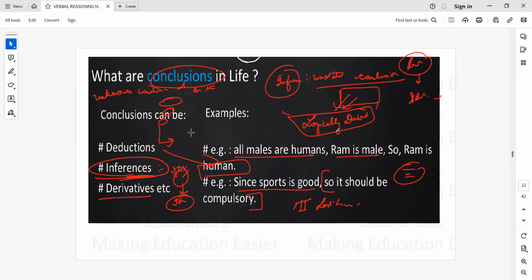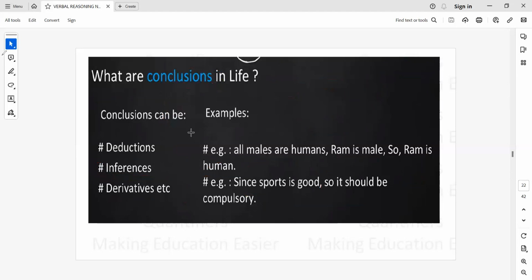But nonetheless, what I would suggest is that you look at the options from the point of view of whether they can be logically derived from the statement that is given. Can we safely derive this thing from the statement? If we can safely derive that, it means that particular thing is a conclusion. Let's go to the next slide.